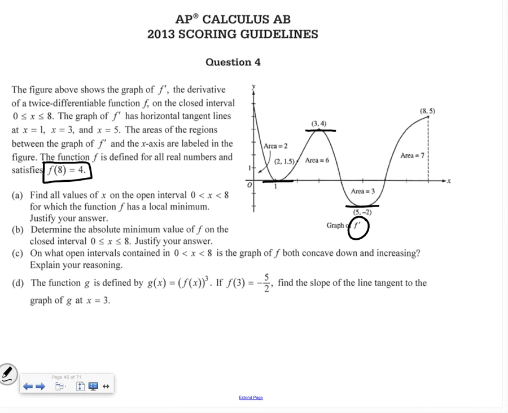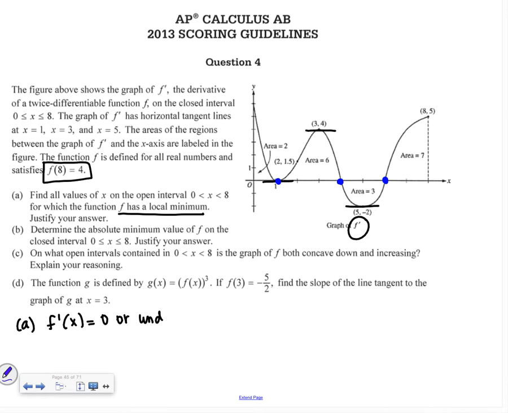Find all values of x on the open interval 0 to 8 for which the function f has a local minimum. So whenever we see that f has a local minimum, we always want to find where f prime is equal to 0 or f prime is undefined to find the critical values. Okay, so f prime is equal to 0 in 3 different locations. Here, here, and here. Okay, not at the horizontal tangent lines because that would be the slope of f prime. That would be like f double prime. So you're finding where f prime is positive, negative, 0.